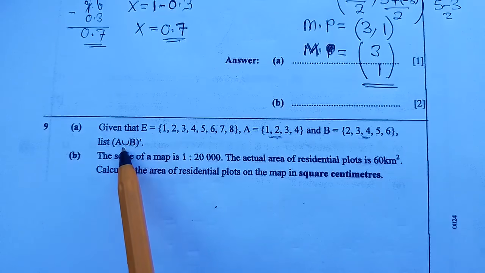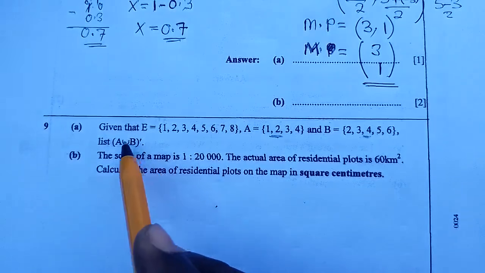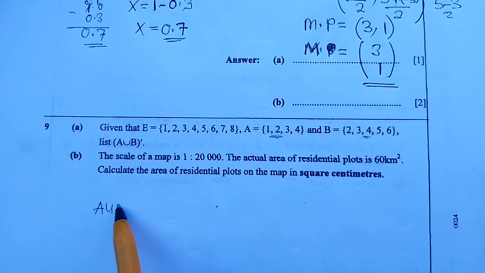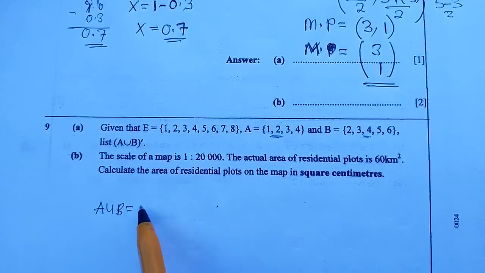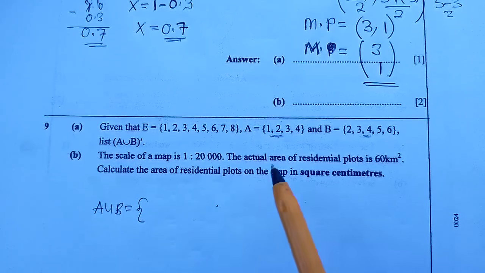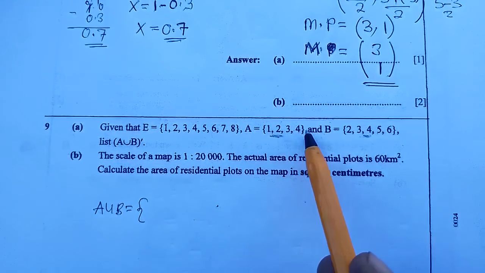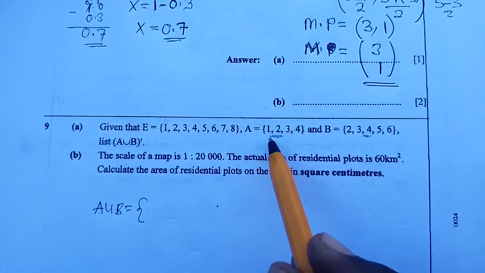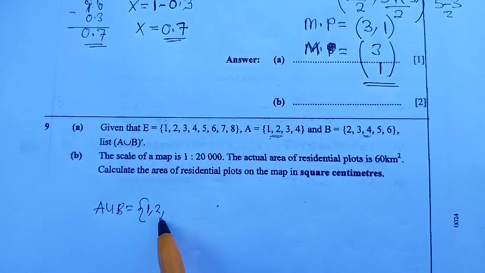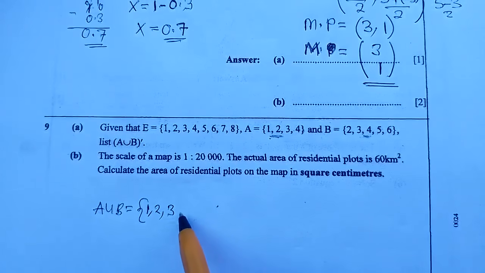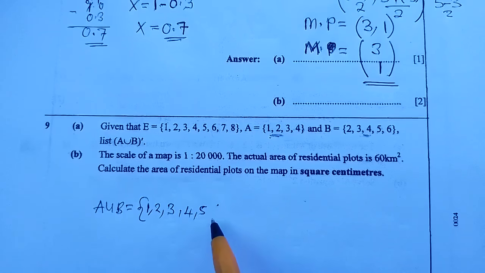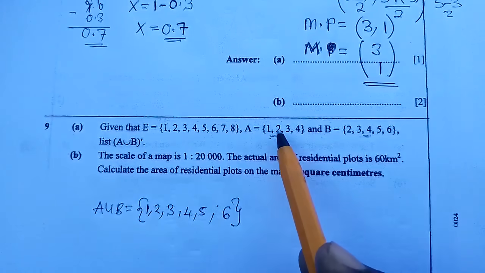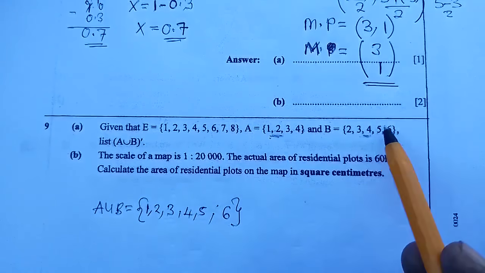So the elements which are in A and B, you exclude them. So A union B. What is your A union B? You combine everything. 1, 2, 3, 4, 5, 6. So this is A union B: 1, 2, 3, 4, 5, 6.